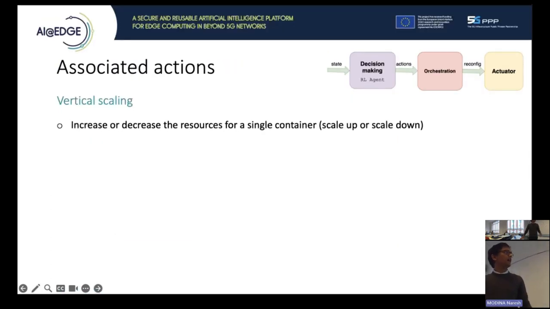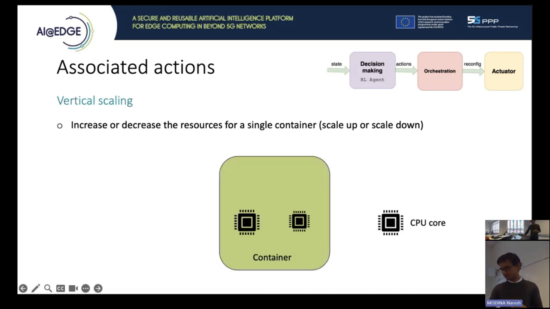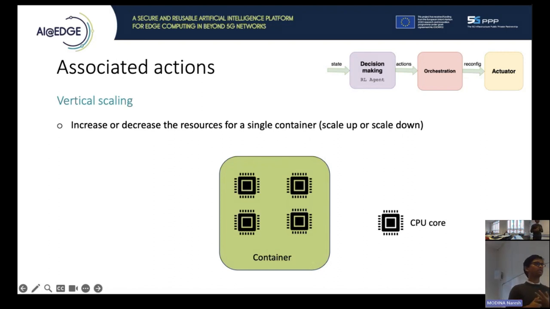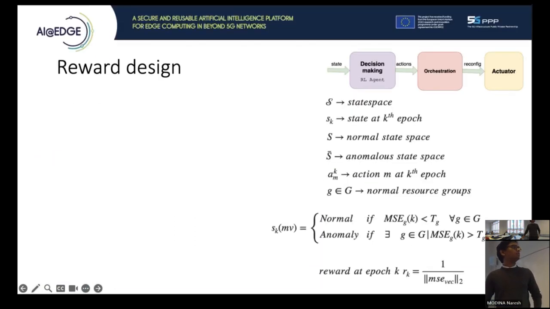And then we have the vertical scaling. Vertical scaling, in the sense that you have one container, and in this container you would like to increase the number of resources. Either you could increase the number of CPU cores, or increase the memory, or increase the bandwidth. There are different resources that you could either increase or decrease. So for representation purposes, I chose to go with CPU cores. These are the two actions that we have.